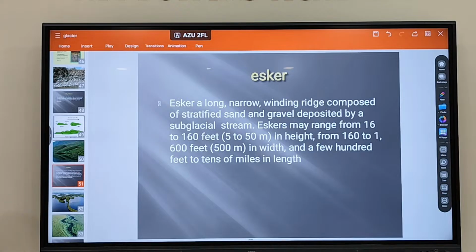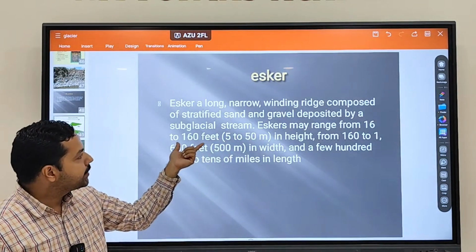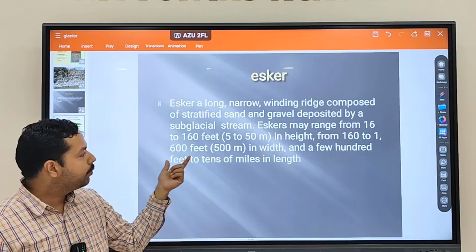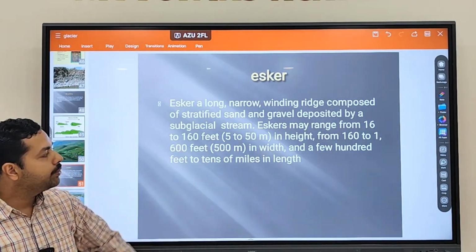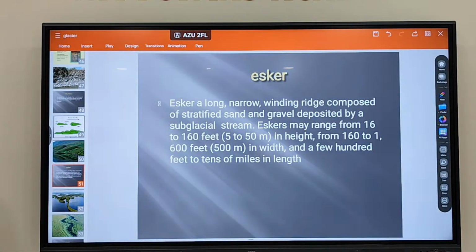So this is the range. The range of an Esker may be 16 to 160 feet in height, 160 to 600 feet in width, and a few hundred feet to tens of miles in length. Clear? So these are the width, height, and length of an Esker being given.